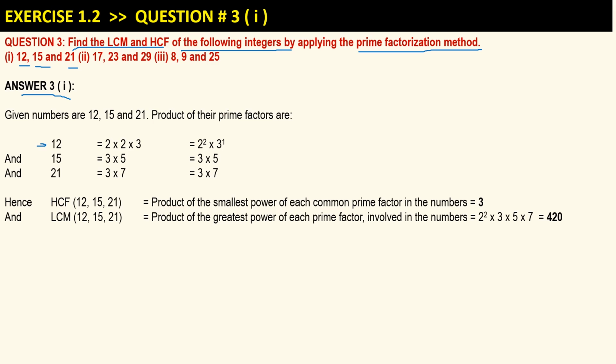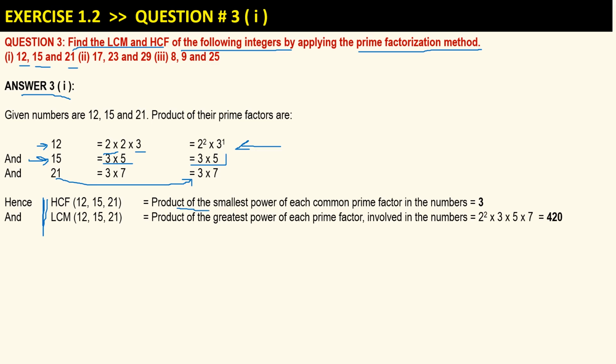So if we factorize them, we get 12 is equal to 2 multiplied by 2 multiplied by 3, which is equal to 2 raised to power 2 multiplied by 3 raised to power 1. 15 would be decomposed as 3 multiplied by 5. Similarly, 21 when factorized into its primes will give 3 into 7. So if we see this now, we can find HCF and LCMs very easily.